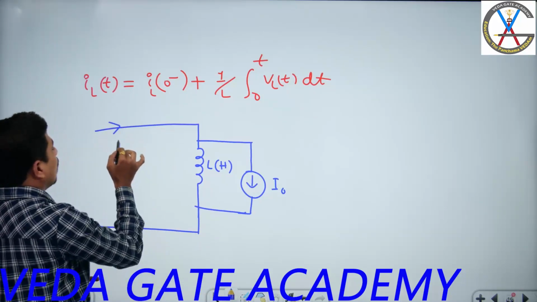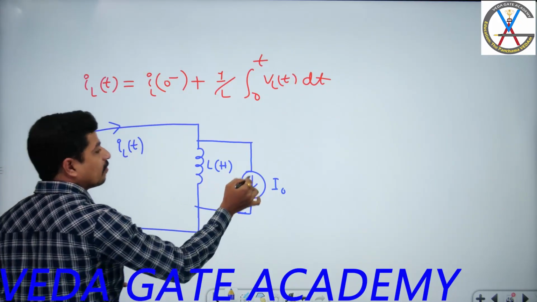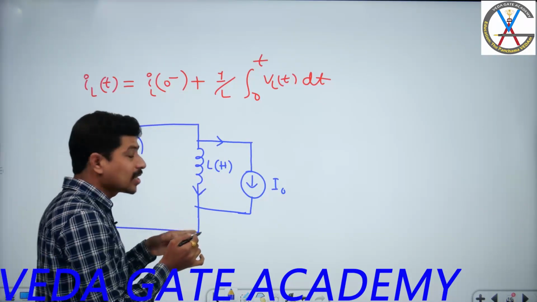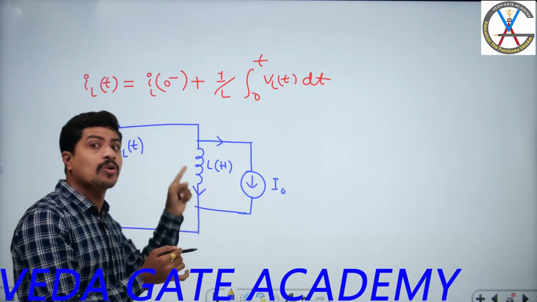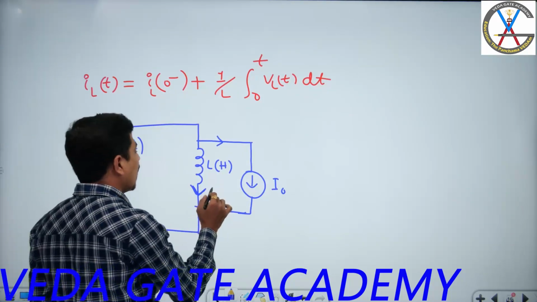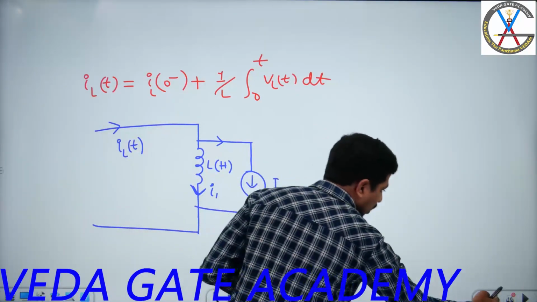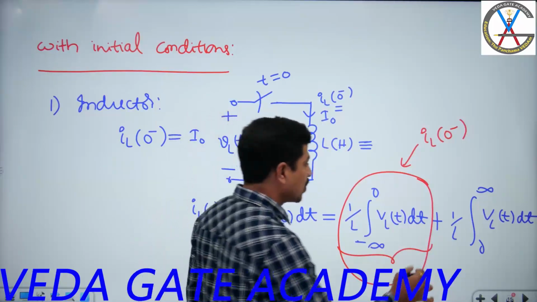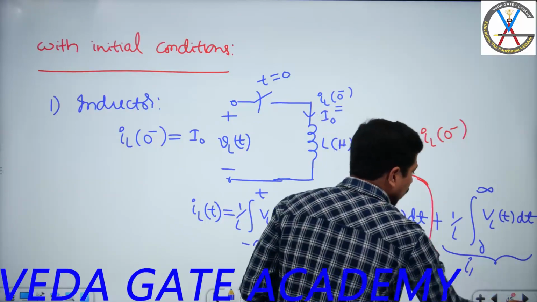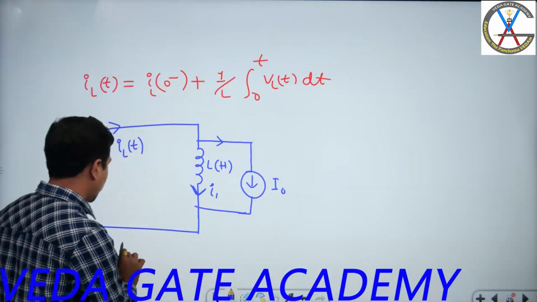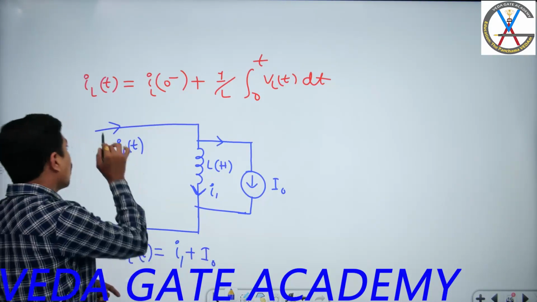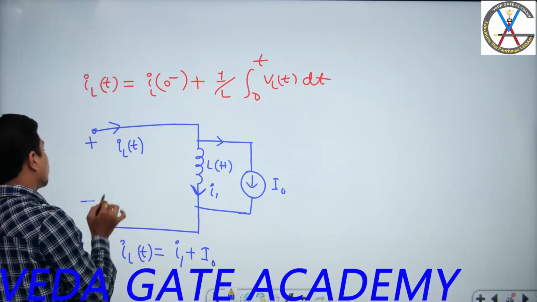Here, this is IL of t. IL of t is I0 plus this current. What is this current? This current is 1 by L integral 0 to t. I call that one I1, just for our representation purpose only. You should not misunderstand. So the total current IL of t is equal to I1 plus I0. This is how we have to represent the inductor with initial conditions.